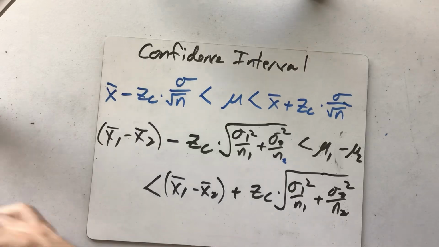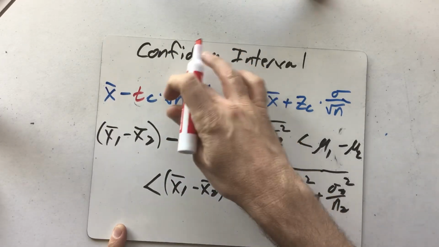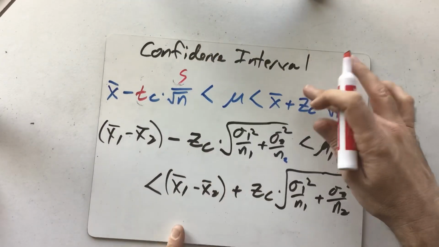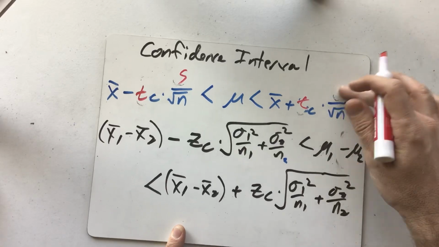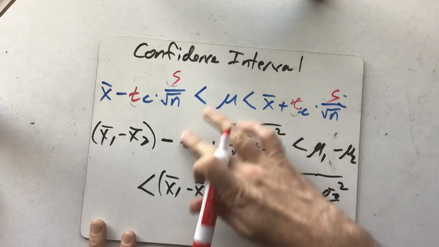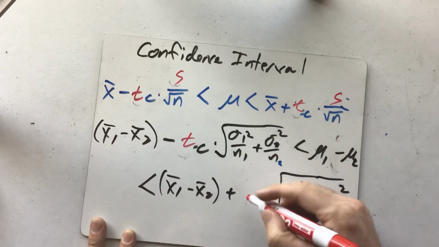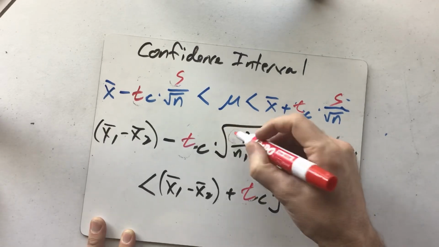So let's go back to our confidence interval formulas, and remember that for our confidence interval formulas, all we did was switch Z for T and switch sigma for S. So that's what we did in the past when we did confidence intervals. So now what do you think we're going to do? We're going to do the exact same. We're going to switch our Z with our T, and we're going to switch our sigmas with our S's.